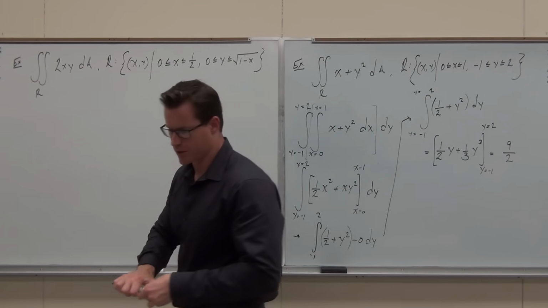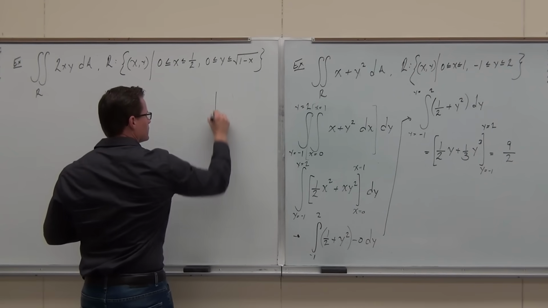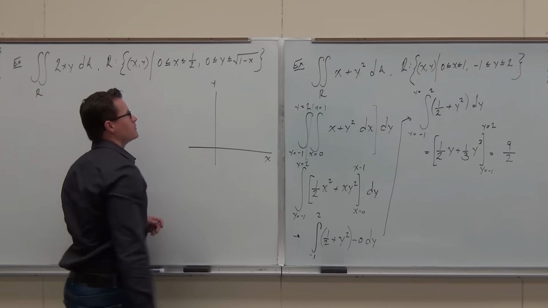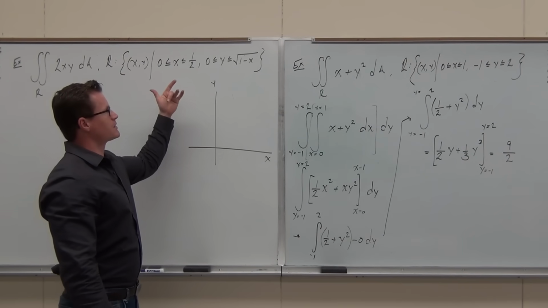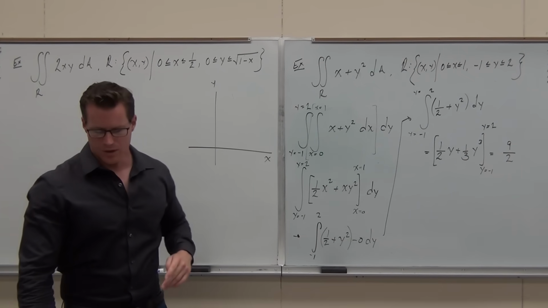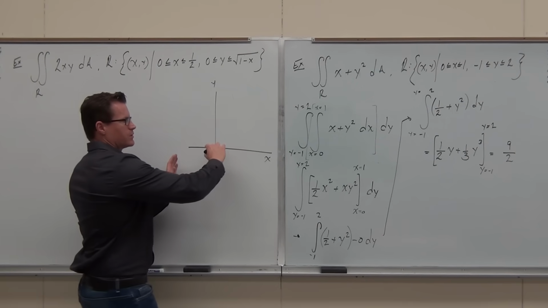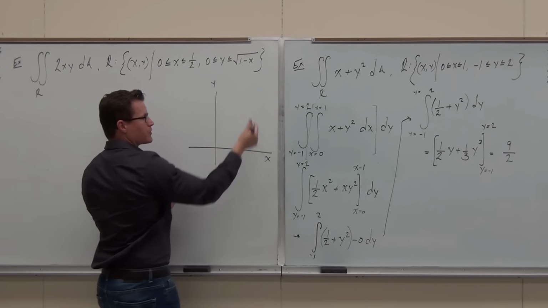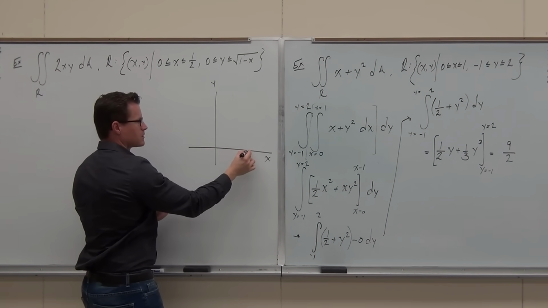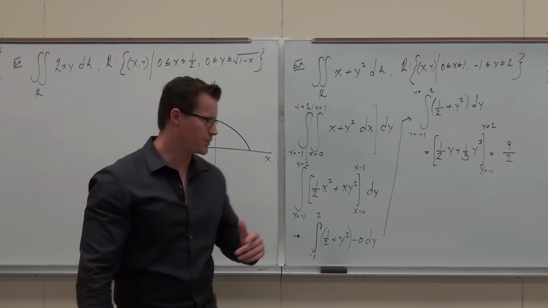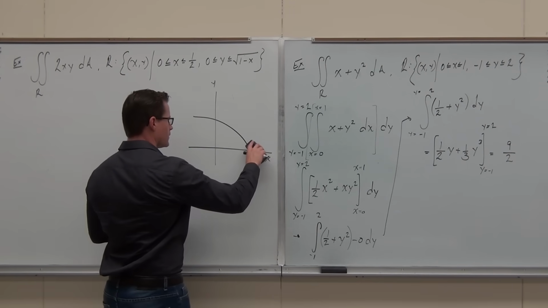So this particular region looks like this. Well, if y is the square root of 1 minus x, that's a basic square root, which usually looks like this, but it's reversed. It looks like this. Looks like that. I'm going to draw that a little bigger.